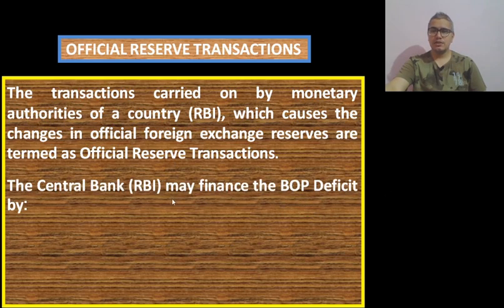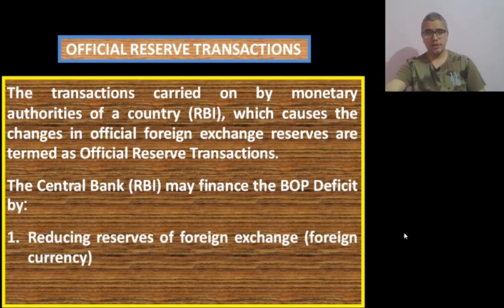It is mainly because whenever there is a BOP deficit, how will the central bank, the RBI, finance that balance of payment deficit? That is, how will it add money on the credit side of the balance of payment, so that the credit and debit sides become equal? The way the central bank will do it is by reducing reserves of foreign exchange, or foreign currency.